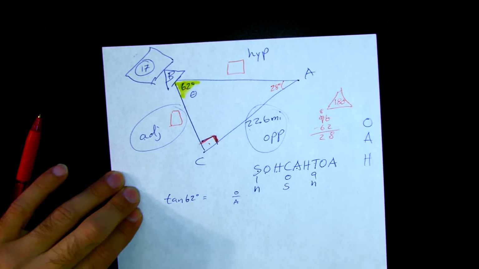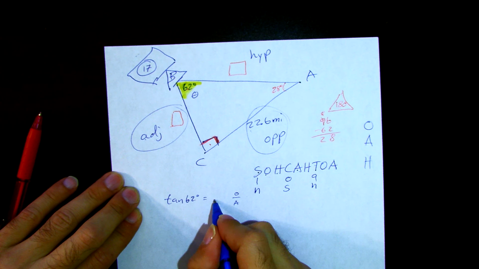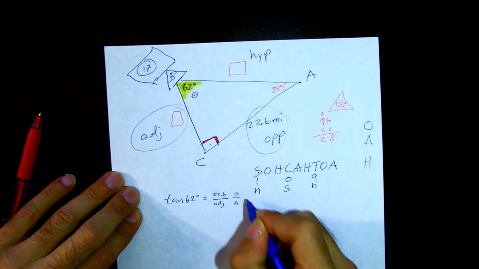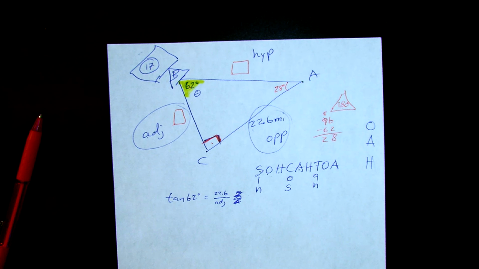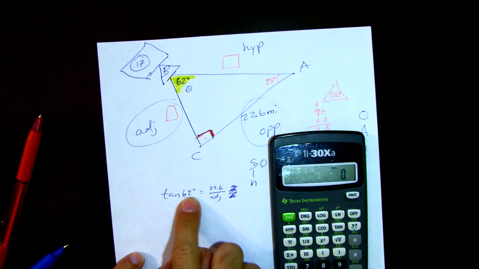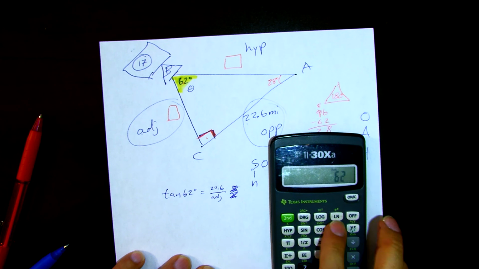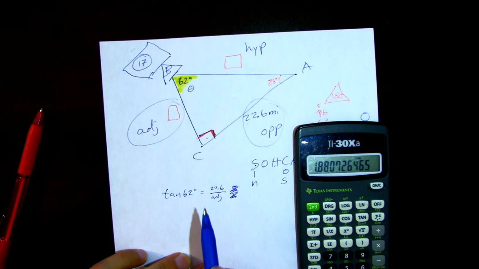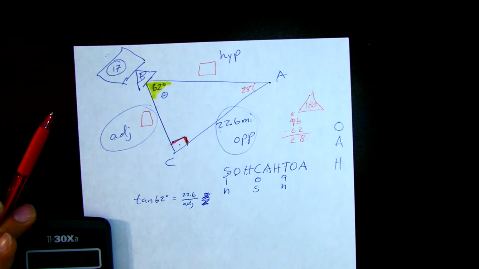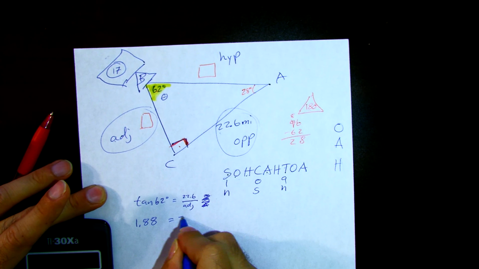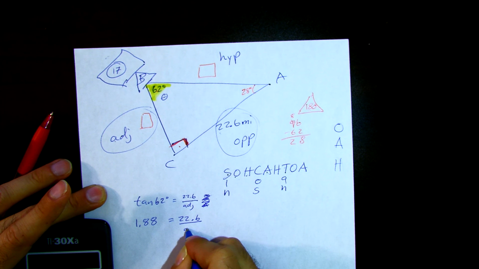All right, so let's go ahead and set it up. The opposite is 22.6. The adjacent, we're just going to call it adjacent. So now I don't really need that guide anymore. So we have the opposite over the adjacent. Now we can work out the tangent of 62 degrees. It's in degree mode, DEG. So we're going to go 62 tangent, and we get 1.88 is equal to 22.6 over the adjacent.